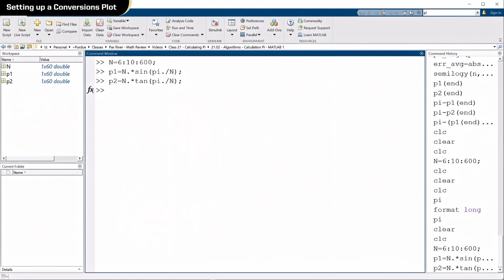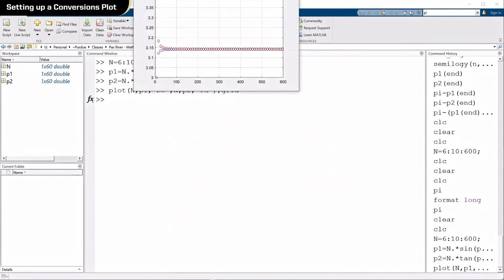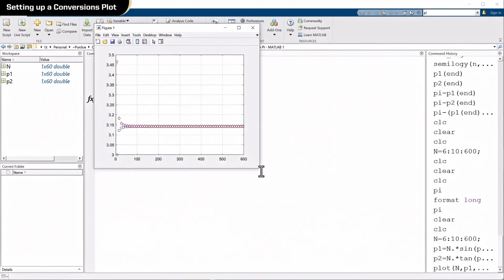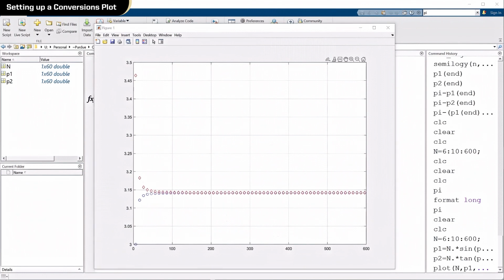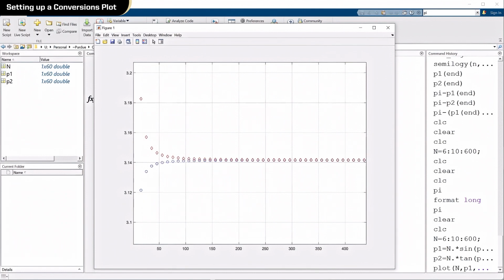Let's plot those, I guess. So plot n, P1, let's make that maybe a blue circle, and n and P2, and let's make that a red diamond. And let's turn the grid on. Well, you can see that for low values of n, I'm pretty far off, and it gets closer as n goes up. Unsurprising there. But it's hard to get a real feel for how close we are.